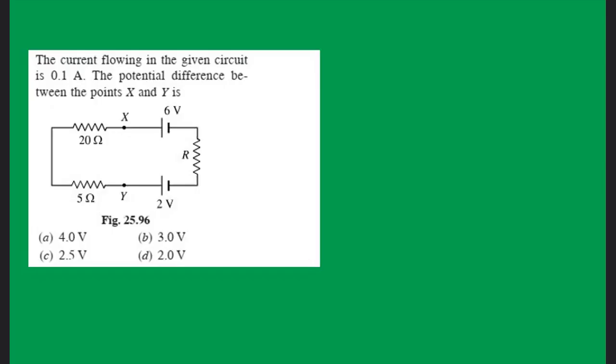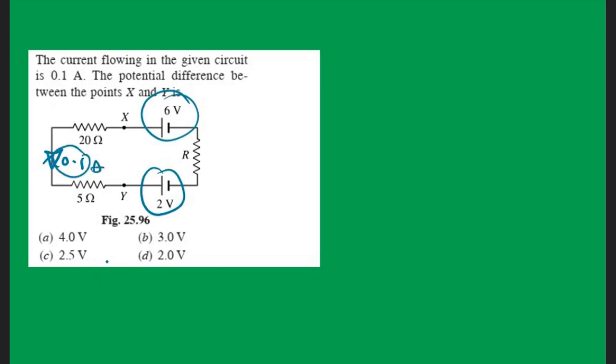Alright, moving into our third question. Let's read it. The current flowing in the circuit, okay, current is given 0.1 amperes. Actually the direction should be the other way around, because 6 volt is higher than 2 volt, the current direction is this, 0.1 amperes, right.